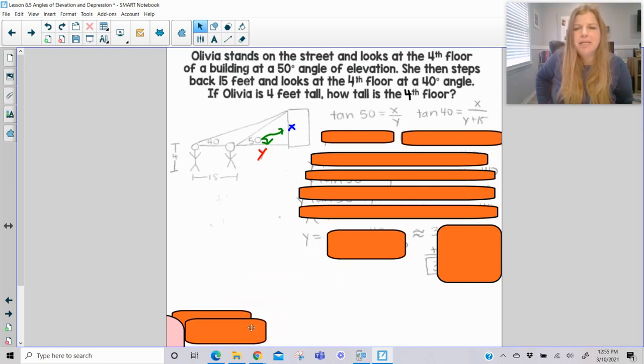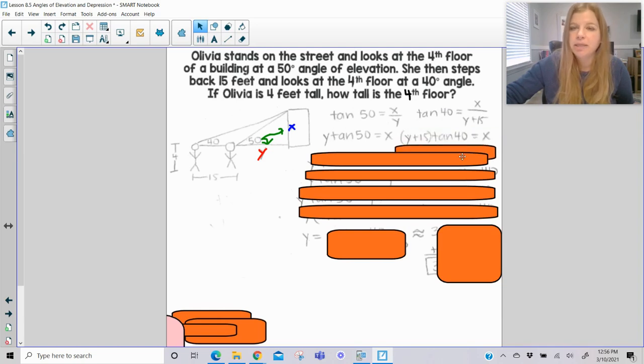Now, think about what's happening here. Both of these equations have x in them, both have y in them. So we actually are going to set up some sort of a system, but we at least need to be able to substitute somehow. So we can get both of these equations to be solved for x. If I wanted to solve the first equation for x, I would have to multiply both sides by y. And if I multiply both sides by y, I'm going to get y tan 50 equals x. If I multiply both sides of this equation by y plus 15, I'm going to get y plus 15 in parentheses times tan 40 is equal to x.